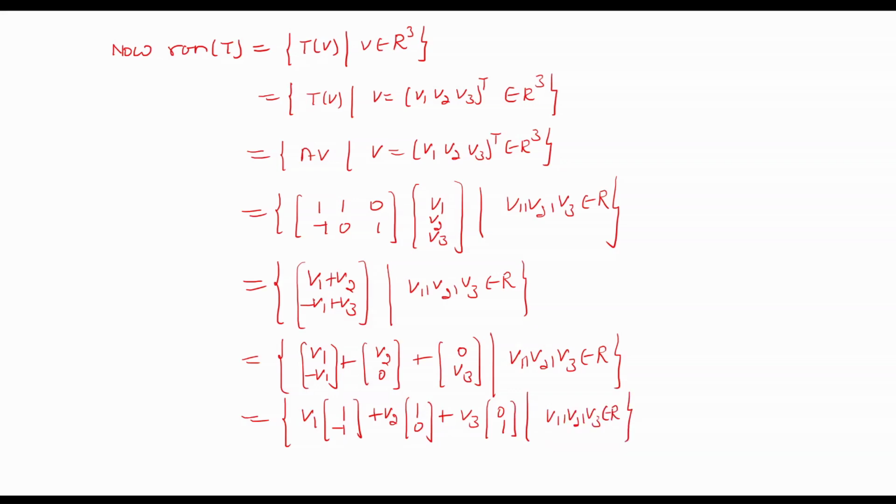So every vector of the range of T can be written as a scalar multiple combination of these three vectors: (1, minus 1), (1, 0), (0, 1). So do they constitute the basis?